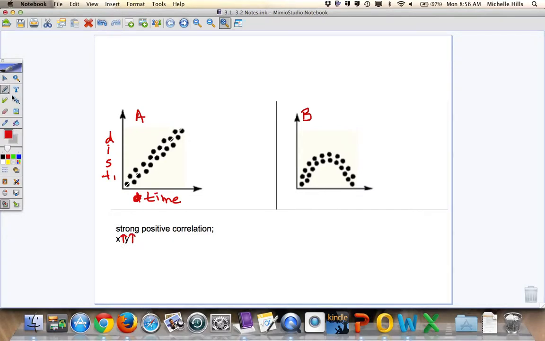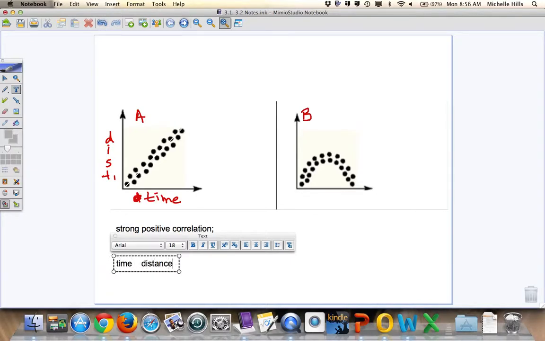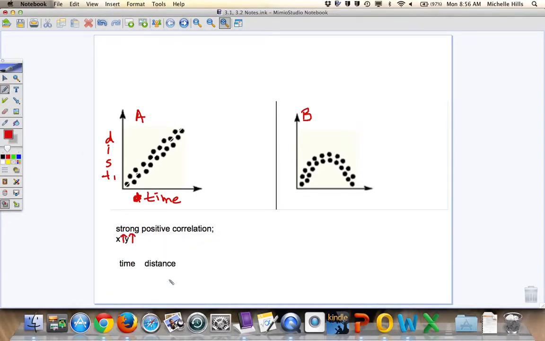Now, what you're going to be expected to do on a test is to actually, in this case, say, as time increases, distance also increases. We're not going to do that on these graphs because they aren't labeled with these labels for the variables. But if you ever get a graph that is, you are not allowed to just say as x increases, y increases, and have that be sufficient.